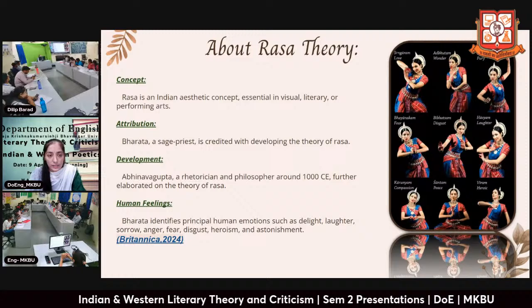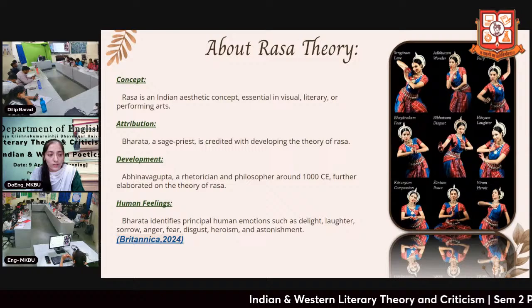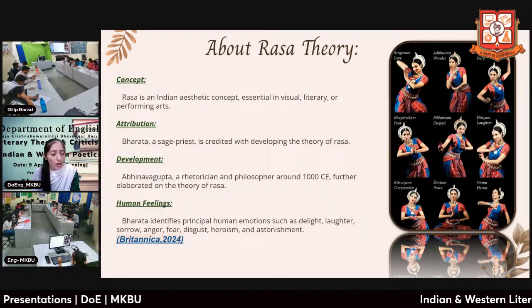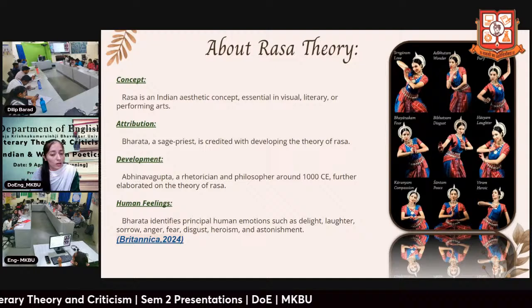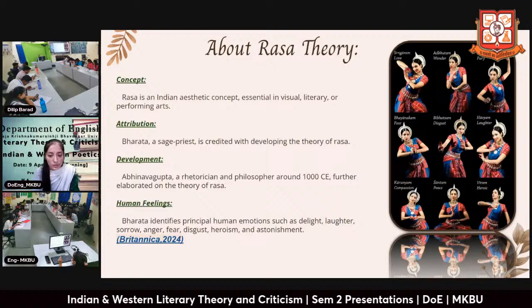Let's firstly see about Rasa theory. Rasa is an Indian aesthetic concept essential in visual, literary or performing arts, which was started by sage Bharata. Bharata is credited with developing the theory of Rasa, and the credit to further elaborate the theory goes to Abhinavagupta, a rhetorician and philosopher around 1000. When Bharata Muni gave eight Rasas, Abhinavagupta, who belongs to 1000 common era, added the ninth Rasa, Shanta Rasa, to those eight.